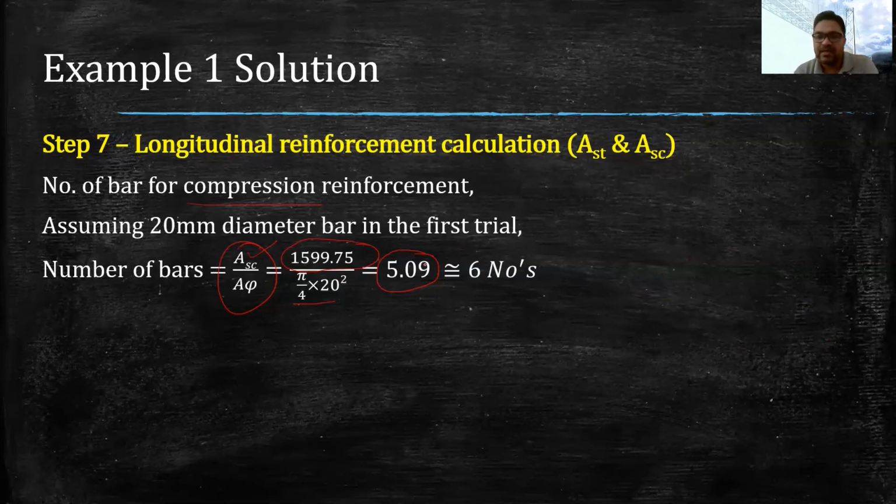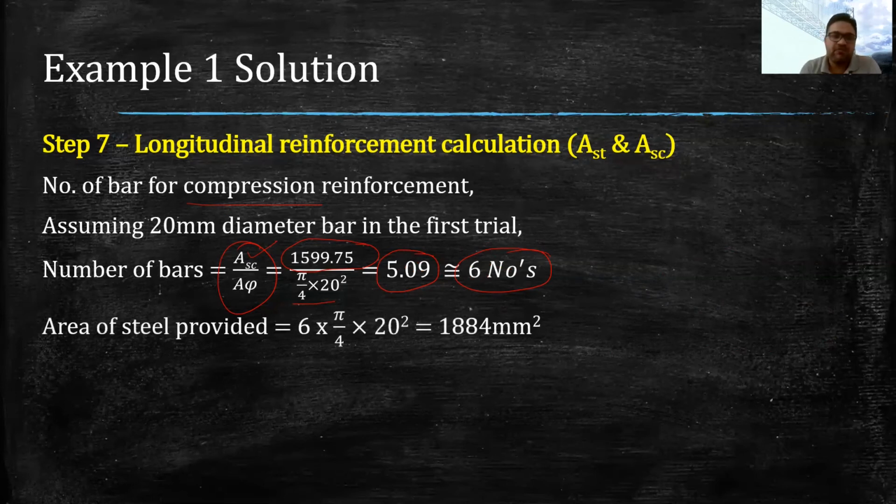As I said, we will always round off this number on the higher side. So 5.09 can be written as 6 numbers. So we can provide 6 bars of 20 dia. But at the same time, now we will calculate the ASC provided, how much area we are providing. So area of steel provided will be 6 bars multiplied by area of cross section of one bar. There you can see we are actually providing this much area of steel, which is 1884, and required is approximately 1600 mm square.